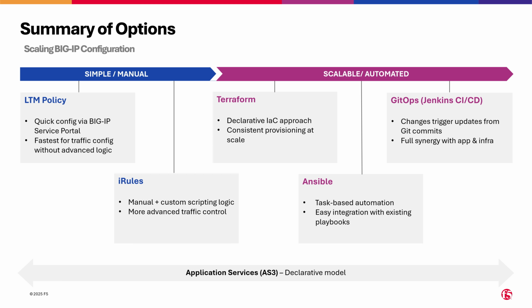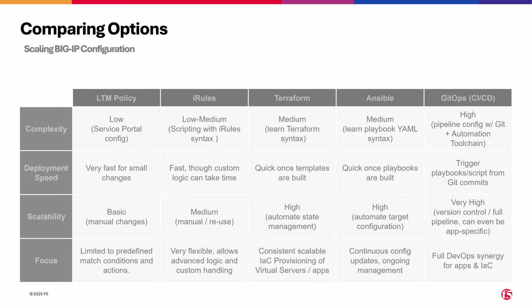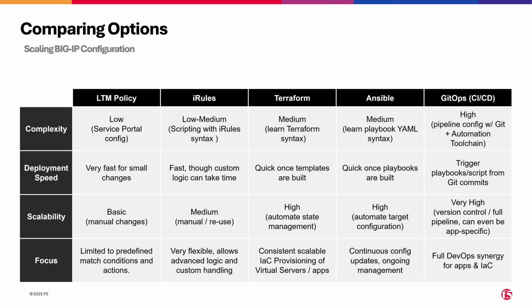By understanding these options, from simple GUI changes to full GitOps pipelines, teams can build a roadmap that fits their size, skills, and goals. Starting small and adding automation over time helps reduce complexity while improving reliability and speed. Each approach to managing BIG-IP comes with its own strengths and limitations, making it essential to choose the right tool for the job.